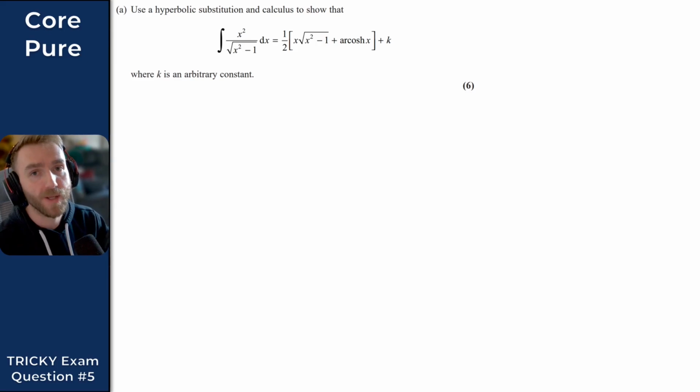Hello and welcome back to another A-Level Further Maths exam question. So we're on question 5 in our series, and again we're going to take a look at another Core Pure question.